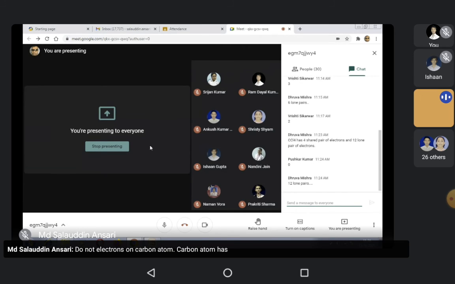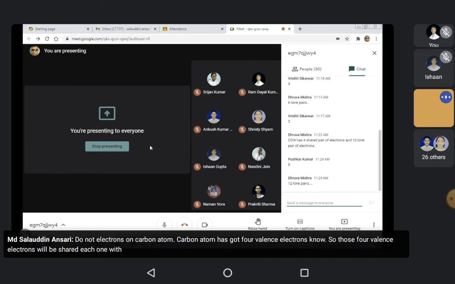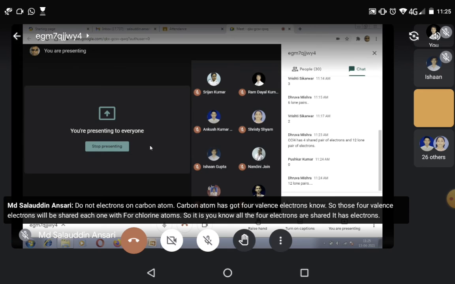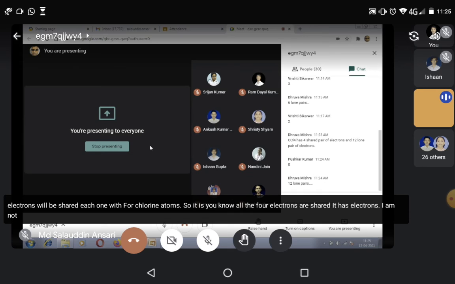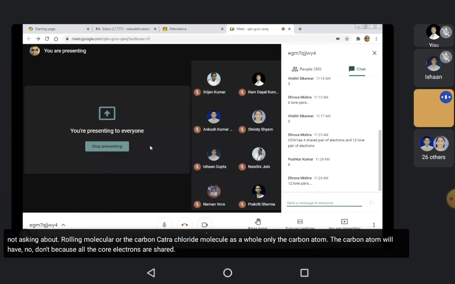Carbon atom has four valence electrons, so those four valence electrons will be shared, each one with a chlorine atom. So it has zero lone pairs of electrons, as all four electrons are shared. I am not asking about the chlorine atoms or the carbon tetrachloride molecule as a whole. Only the carbon atom. The carbon atom will have no lone pair of electrons because all four electrons are shared with chlorine atoms. Is it clear?